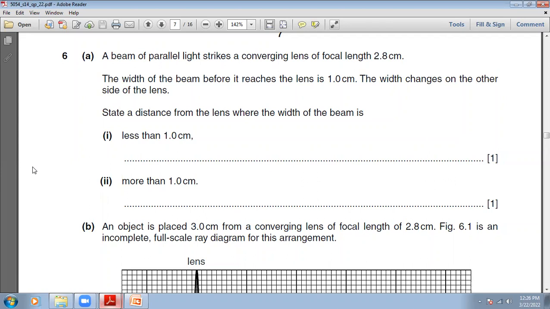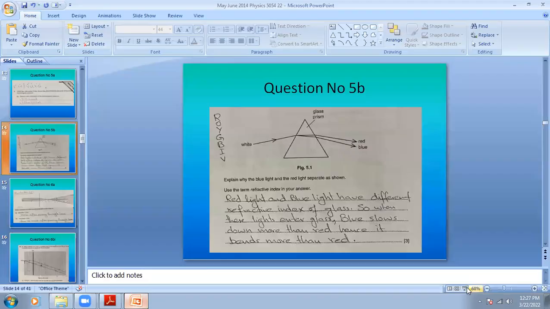My dear students, we are now going to attempt question number 6 of the May-June 2014 paper 2. We are going to attempt the A part, and this question is very important because it has confused many students. A beam of parallel light strikes a converging lens of focal length 2.8 centimeter. The width of the beam before it reaches the lens is 1 centimeter. The width changes on the other side of the lens. State a different distance from the lens where the width of the beam is less than 1 centimeter and where it is more than 1 centimeter. It's a very tricky question.